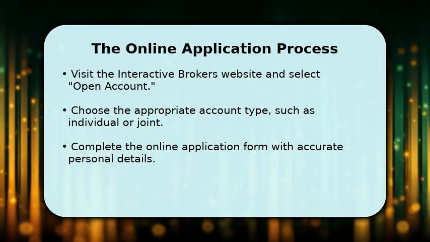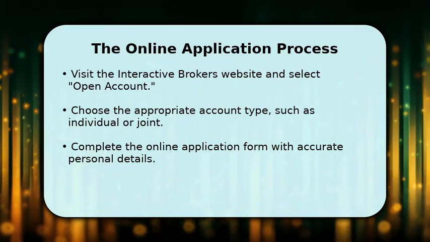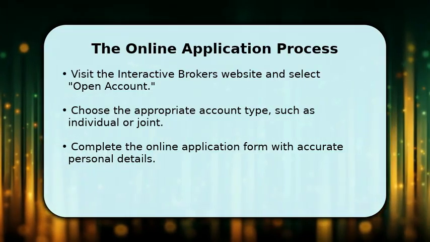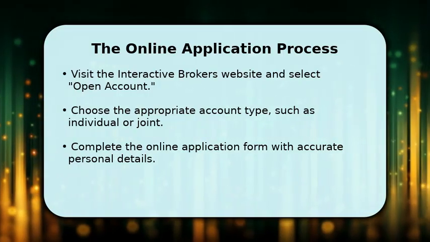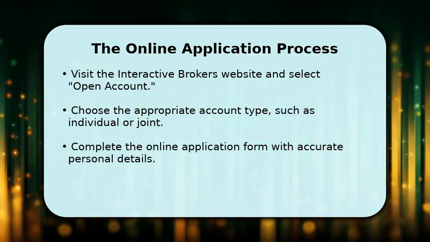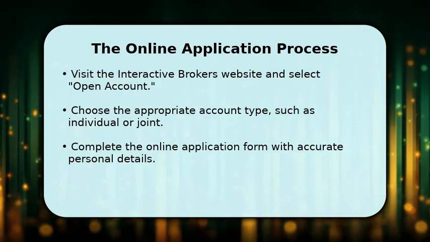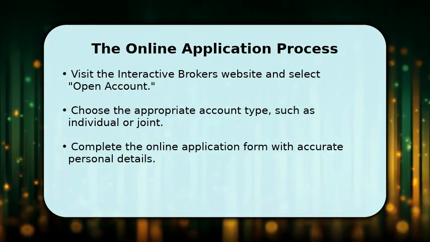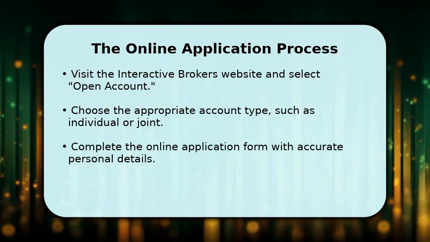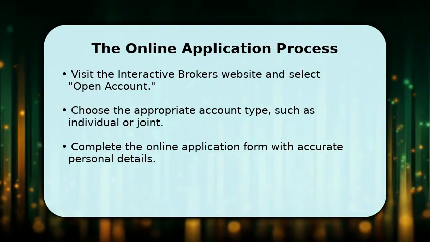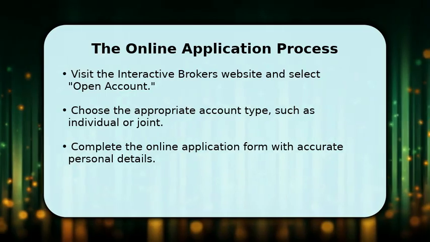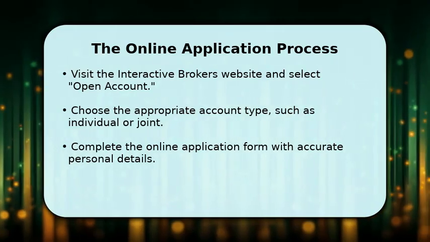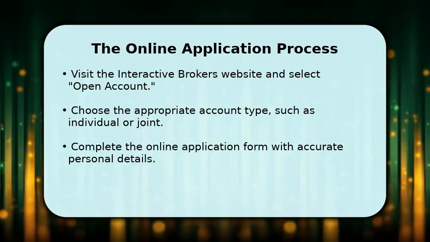Next, navigate to the Interactive Brokers website and begin the online application. You will select your desired account type, whether it's an individual, joint, or other suitable option. Carefully fill out the comprehensive online form, ensuring all personal and financial details are accurate. This includes providing information about your employment, income, and overall net worth. The system guides you through each step, making it quite user-friendly.